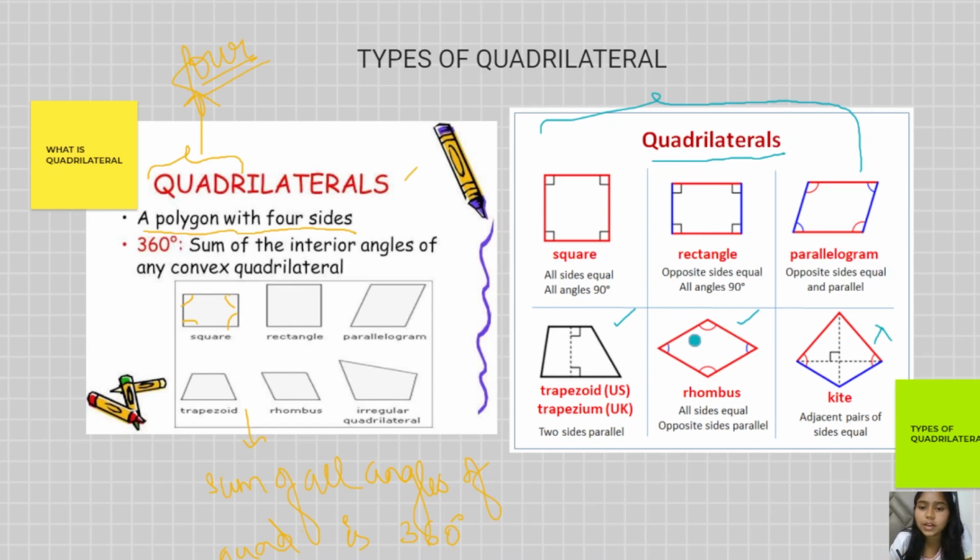You can see here that each figure has four sides, that is why they are termed quadrilaterals, right? The properties of each quadrilateral are different from each other.